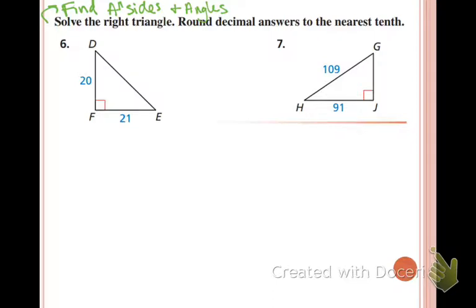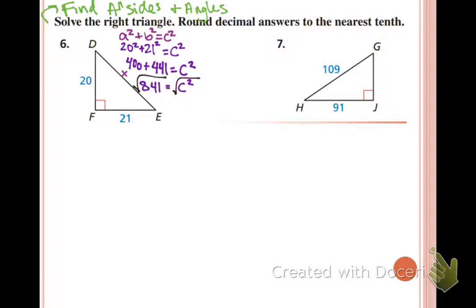You are correct. Pythagorean theorem. So a squared plus b squared equals c squared. So which one of these would be c? X, the missing side. So we're going to say 20 squared plus 21 squared equals c squared. 20 squared is 400. 21 squared is 441. Add them together, we get 841 equals c squared. Take the square root. 29.